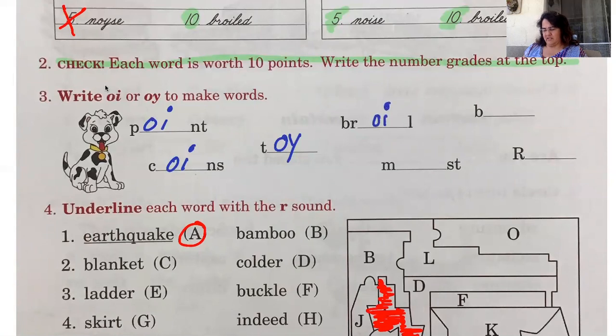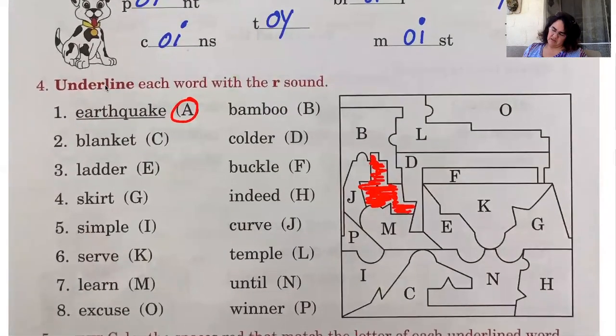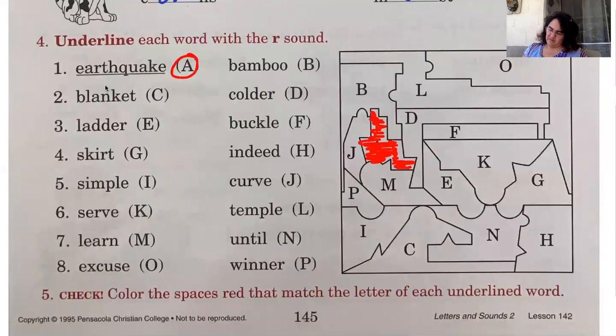O-I is correct. Then I need to put an oi sound here, Trinity. M blank S-T. It's the middle of the word. What would I put there? The O-I is correct. And then we have the boy, O-Y. And what do you think the last one will be? Shout it out, second graders. O-Y. Excellent job.